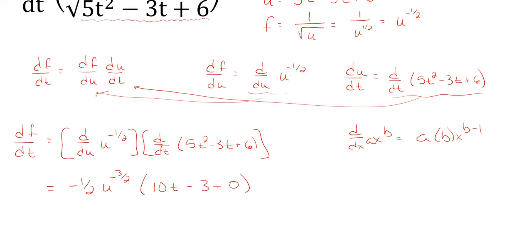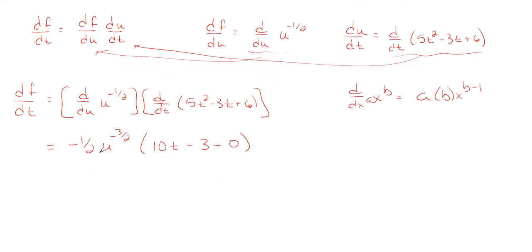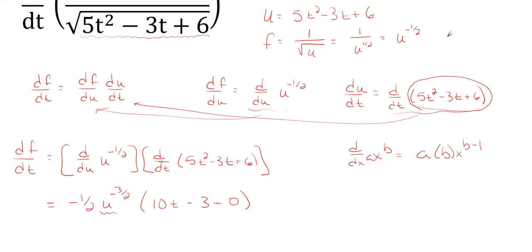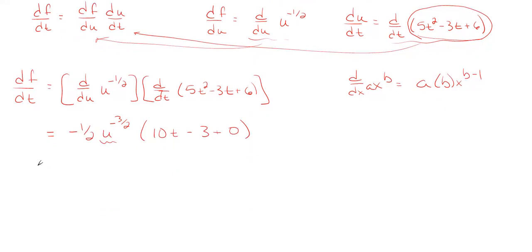So that's what we end up with. Now we can just simplify down, and for this u portion right here, we're going to plug in our u that we set, which is 5t squared minus 3t plus 6, which is technically written up here. So just plug that in for u right here.